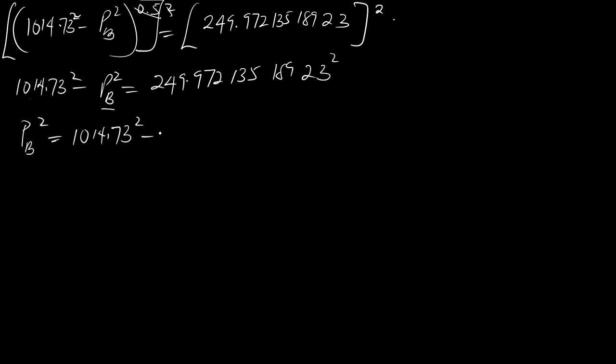0.97215.18923 square. So this should be this minus 249.972.135.18523 square. So let's work this out. Now we square this minus 14.73 square.